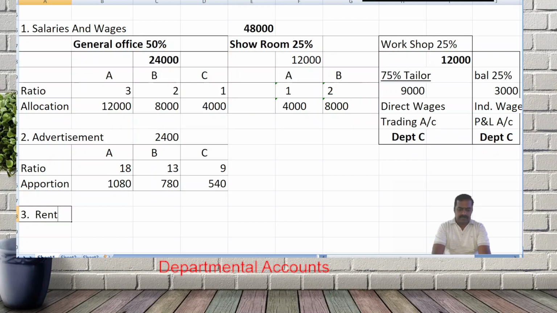What is the rent? 10,800. Think about how the rent can be apportioned. Go through the problem and think.